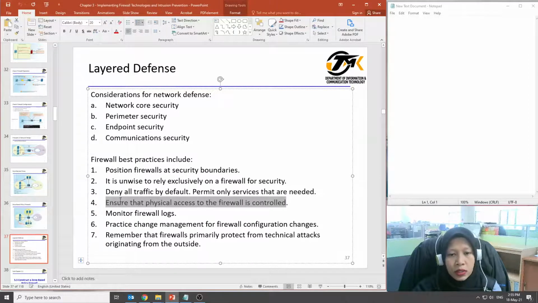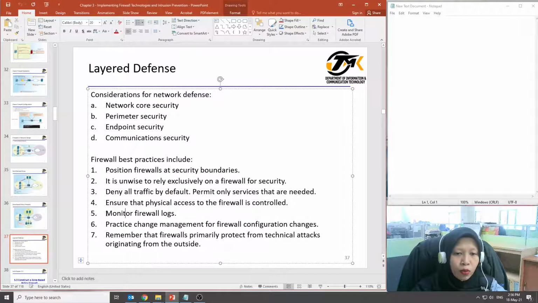And the most important thing is that physical access to the firewall is controlled. Why? Because even if you have a very good defense in terms of firewall, if the physical access to the firewall is not controlled, it will be useless, because anyone, like a janitor or a cleaner, can go and access the firewall. So this is not good.